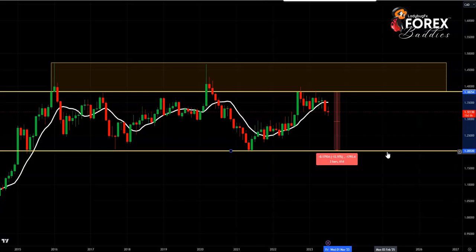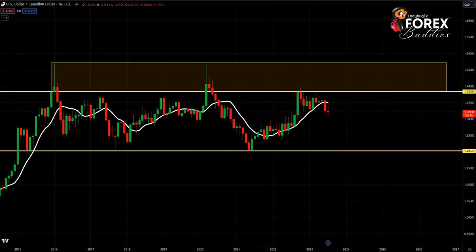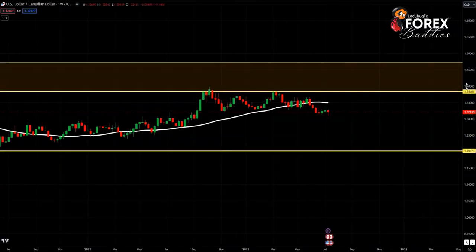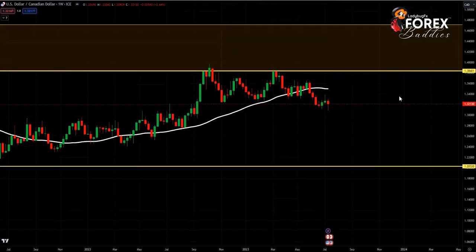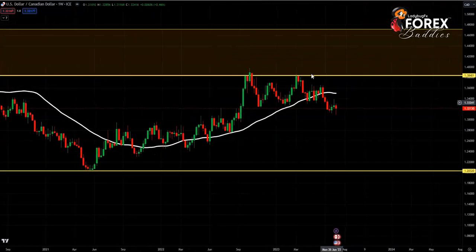So let's go ahead and look at the weekly chart and see what's going on with it. All right, and so that's the weekly chart. Still, price is moving, what?